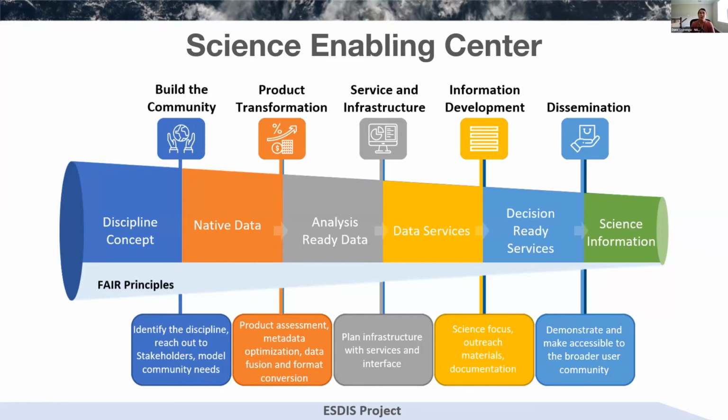When considering new science enabling centers, we really want to focus on a discipline to make it as much of a step process as possible. We want to identify and model community needs, and we want to determine what kind of services would best suit the needs and facilitate data usage and research in that discipline. From there, it would eventually evolve to the point of access and dissemination. Next slide.